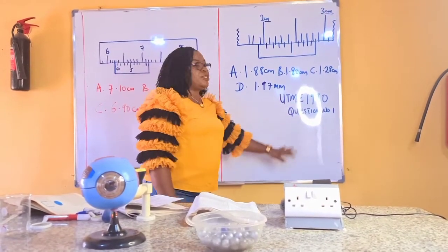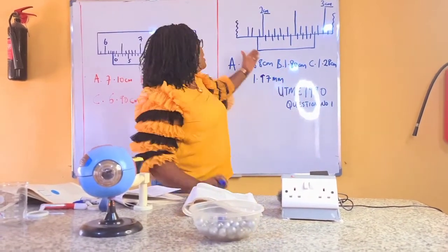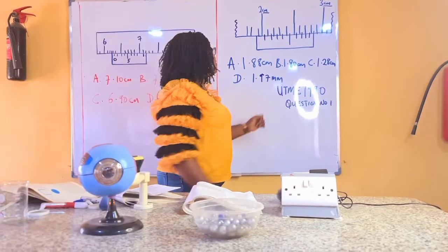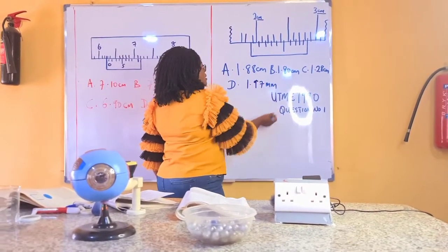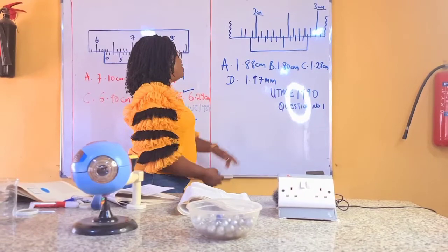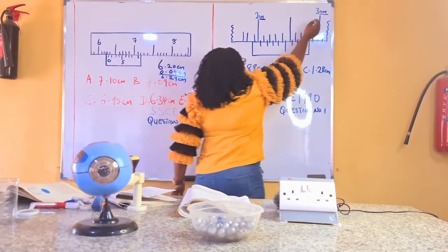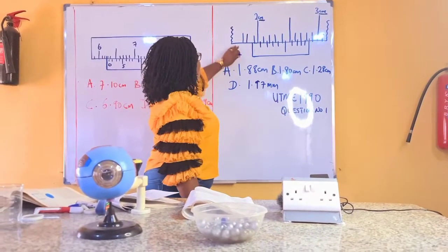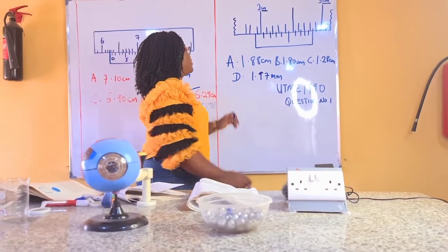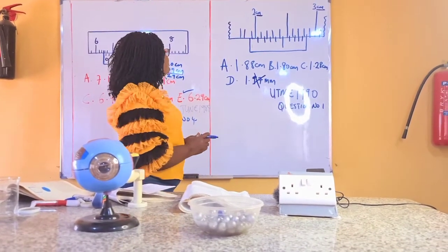Looking at the next question, UTME 1990, question number 1. What is the reading of the vernier scale above? Here is the vernier scale. We have the options A, 1.88 cm, B, 1.80 cm, C, 1.28 cm, D, 1.97 mm. Looking at the diagram, you're having 2 cm, 3 cm. The vernier scale above is graduated in centimeters. So this option D is cancelled out immediately. It's not an option for us at all.